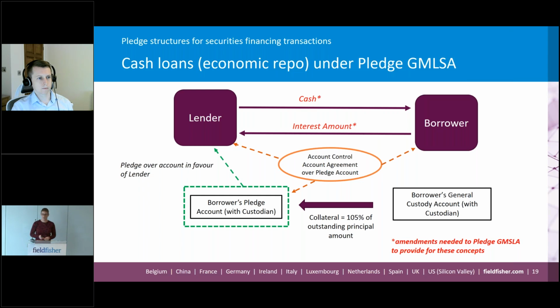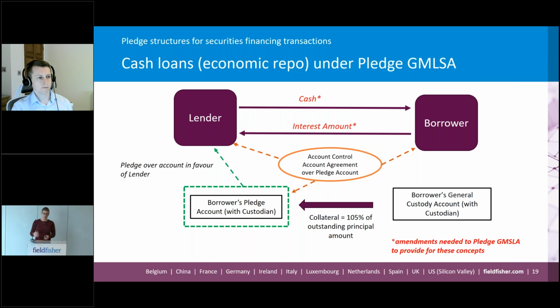That it kind of looks and feels a bit like a secured financing or a secured loan. Now, the pledged GMSLA doesn't provide for this. The way it's drafted is it only contemplates loans of securities. So there are various amendments that you'd have to make in order to make the pledged GMSLA work for a cash loan, but it can be done, and we've done it before.